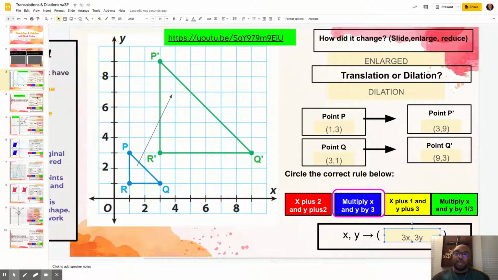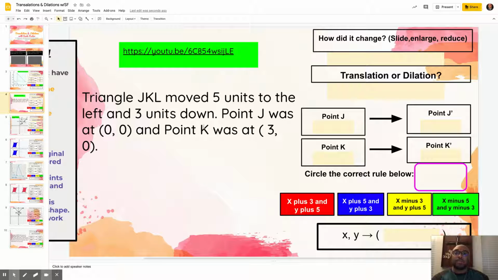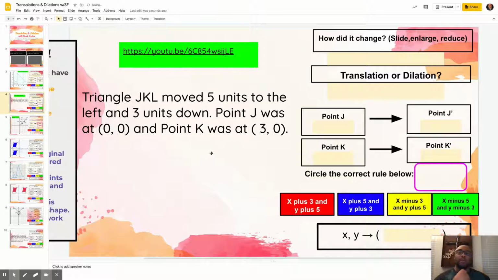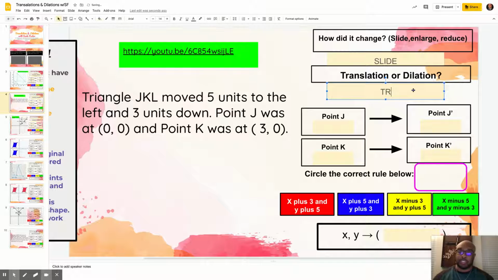You'll notice that there'll be dilations via a graph, and then you'll see that sometimes it's a word problem. So it says triangle JKL moved 5 units to the left and 3 units down. Point J was at 0, 0, and point K was at 3, 0. I'm going to make this a little smaller so it's easier to see. All right. So did it talk about anything about dilating or scale factor or multiplying? No. So this one is going to be a translation. Okay. So this would be a slide, a translation.